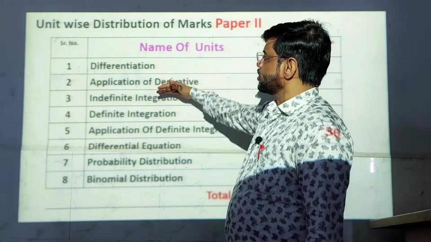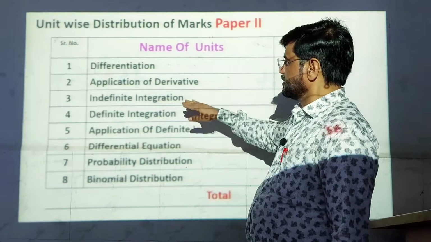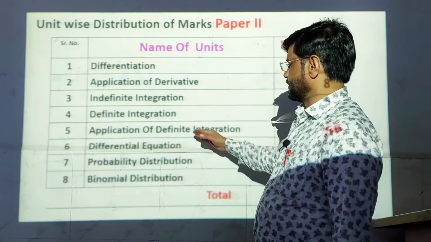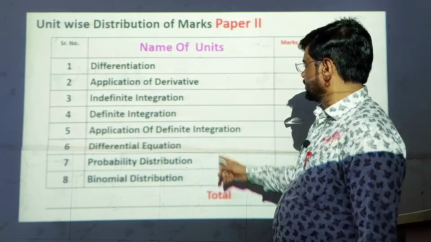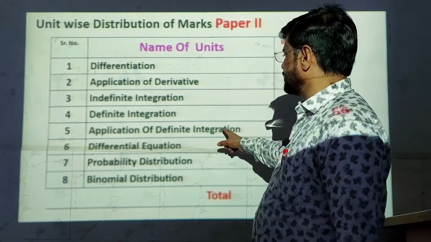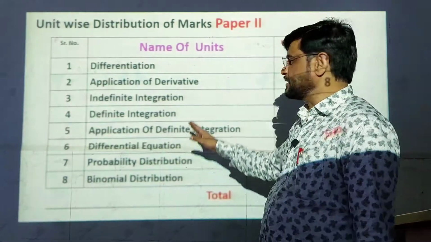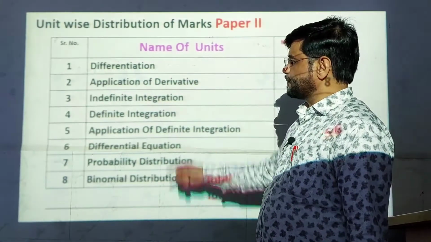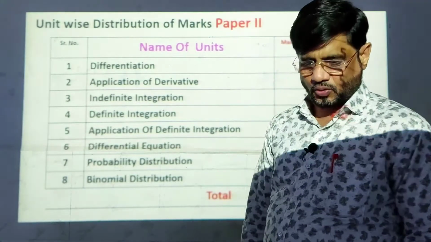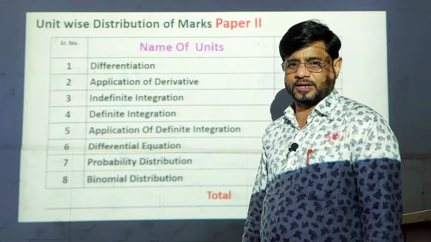Application of derivative is based on differentiation, that is, derivative, indefinite integration, definite integration. See, definite integration depends on indefinite integration. Similarly, in the application chapter, there is only one unit, that is finding the area of the curve. Differential equation is divided into 2 parts. One part depends on differentiation, the other part depends on integration, and these are different chapters. These are very simple chapters. Now paper 2 is more complicated as compared to paper 1.